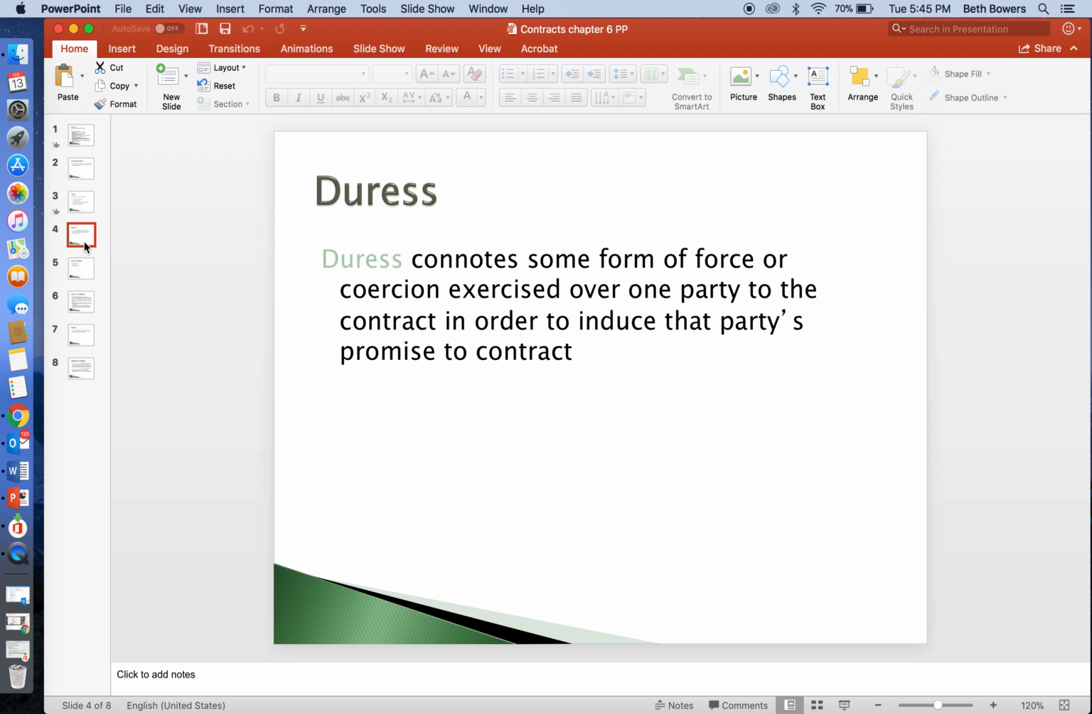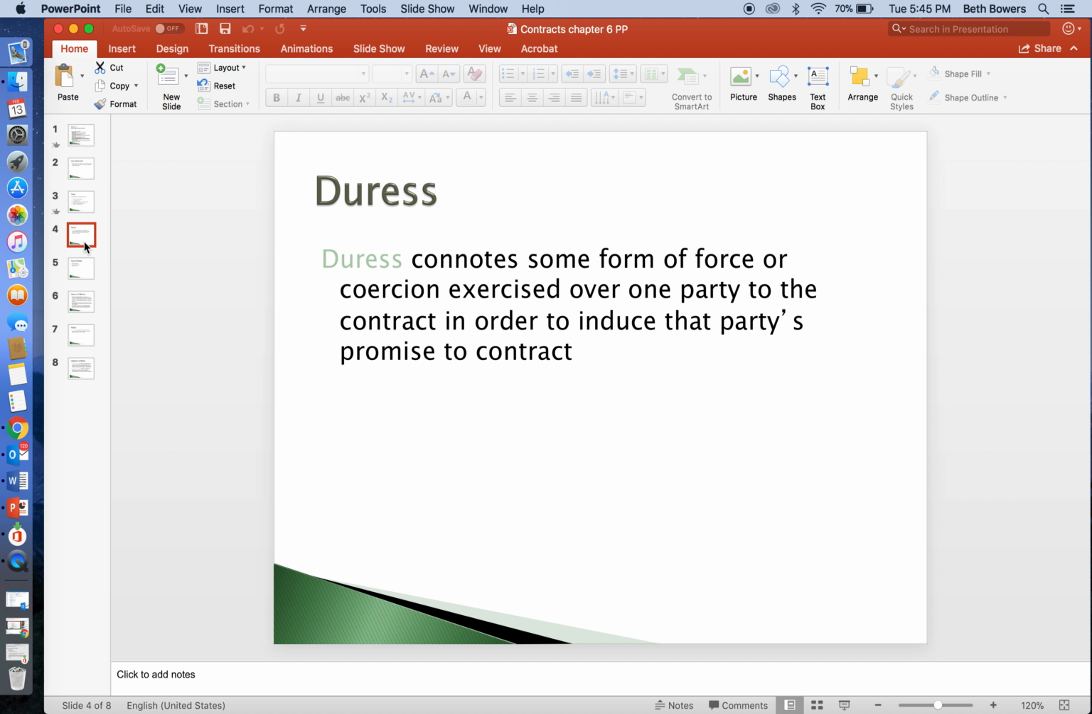An easy example of physical duress would be the example that's provided starting on page 130 of your book. Bill holds a gun to Morris's head and tells him to sign a contract deeding over Blackacre, which is property, to Bill for a stated price. There is no contract here. Morris, even if he signs this, was forced to sign the contract at gunpoint. So he did not freely intend to enter into this contract, and he would not be bound to enter into it.